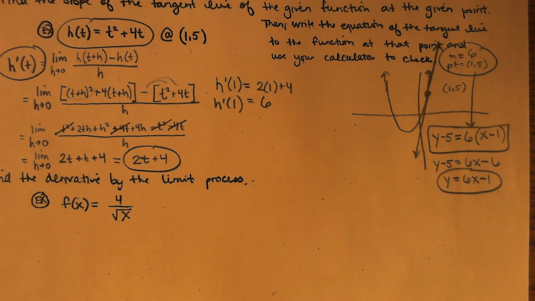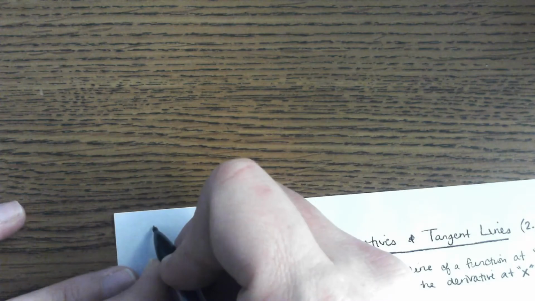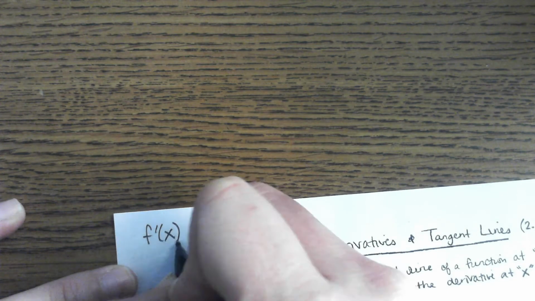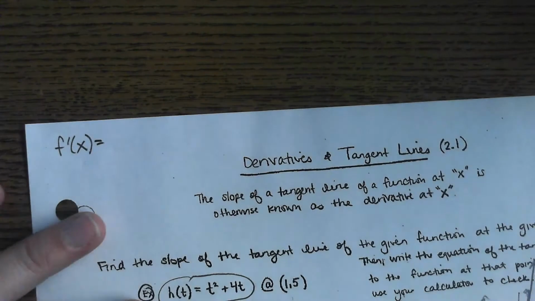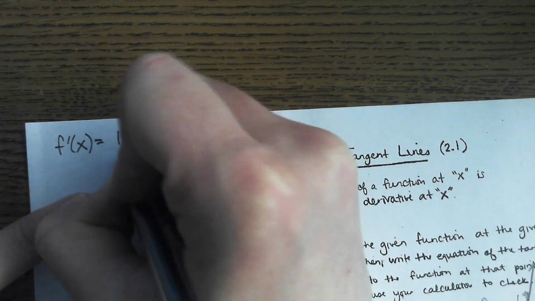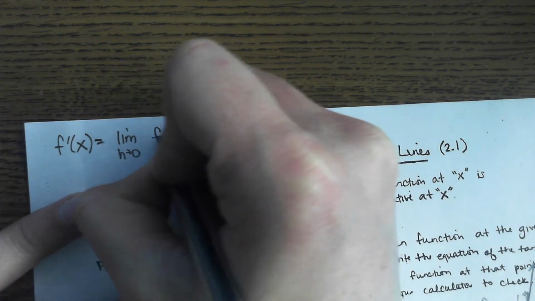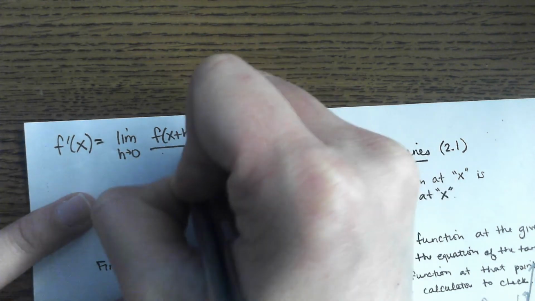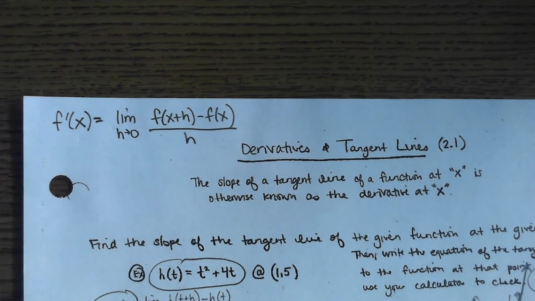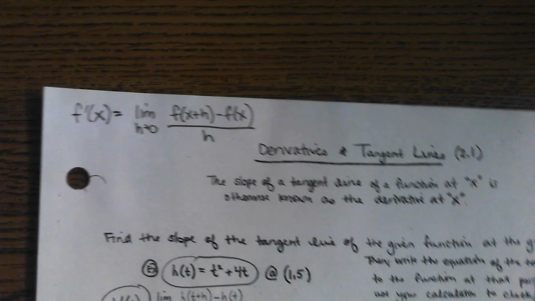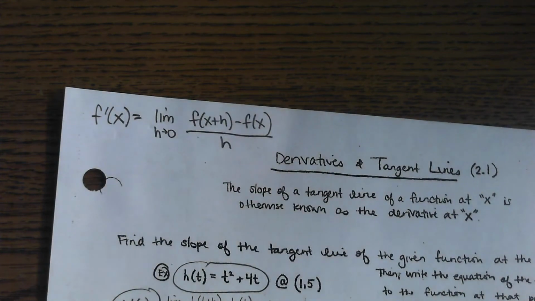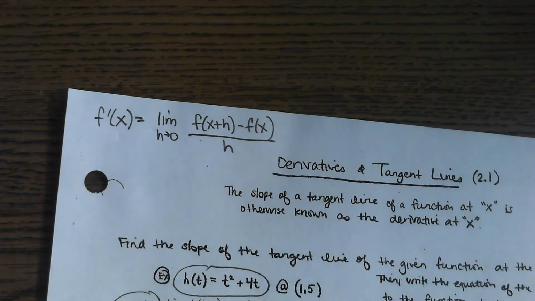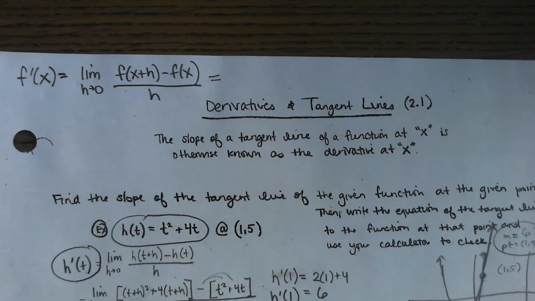f of x plus h, we'll write this at the top. So in general, f prime of x, the derivative of a given function f, is the limit as h approaches 0 of f of x plus h minus f of x all over h. And that will give you, once you iron that all out and find the limit, an equation used to find your slope at any given point.